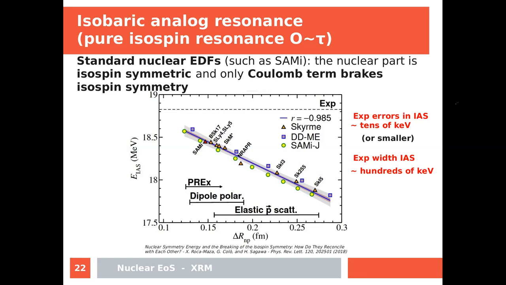Which is, as I put you here, a purely isospin resonance, because the operator used to excite your nucleus is just the tau operator, which is nothing but the sigma operator, but in isospin space, as I said before. Okay, so I will show this figure later.